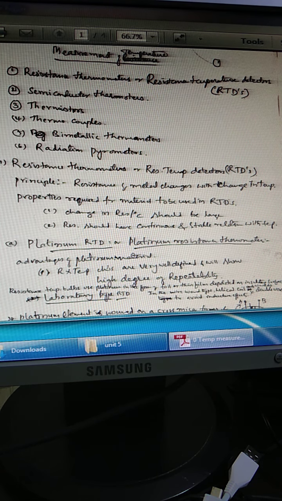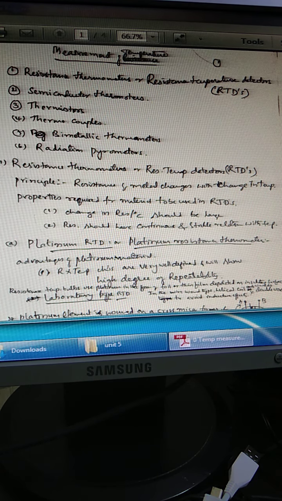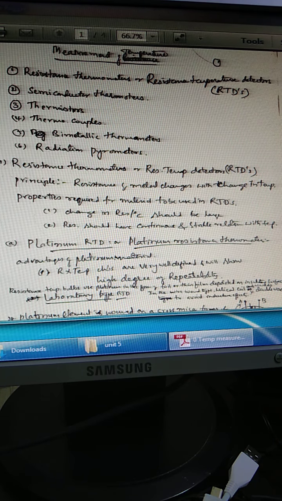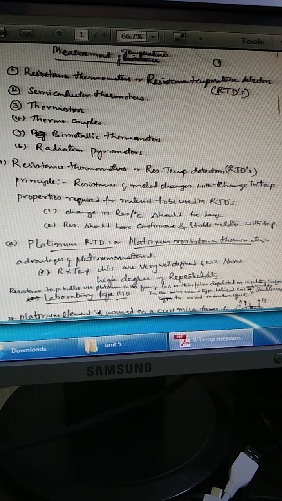In this class, we will discuss measurement of temperature. For measuring temperature, resistance thermometers, semiconductor thermometers, thermistors, thermocouples, bimetallic thermometers and radiation pyrometers can be used. First, we will discuss resistance thermometers.